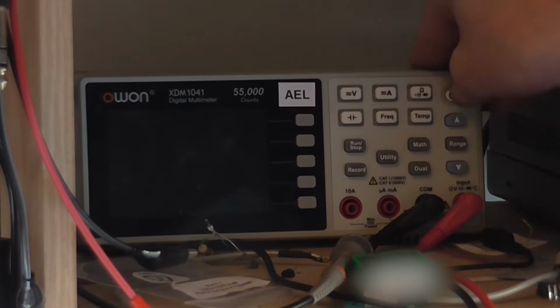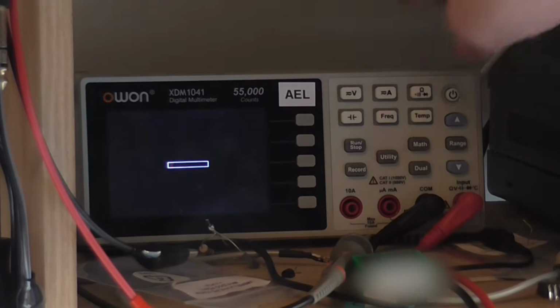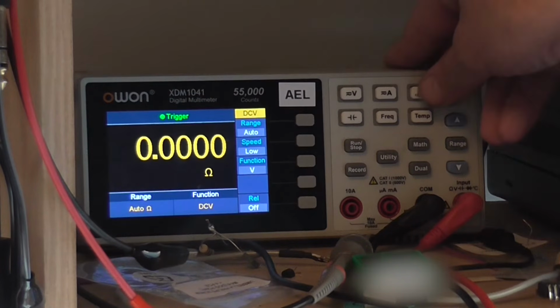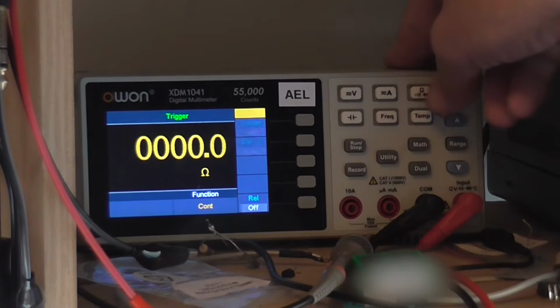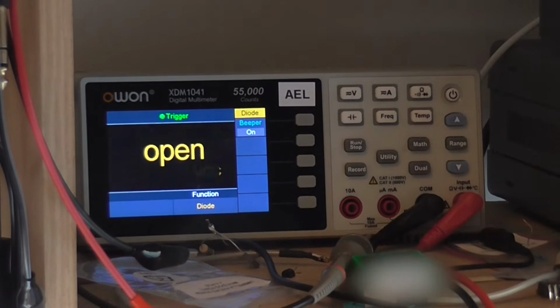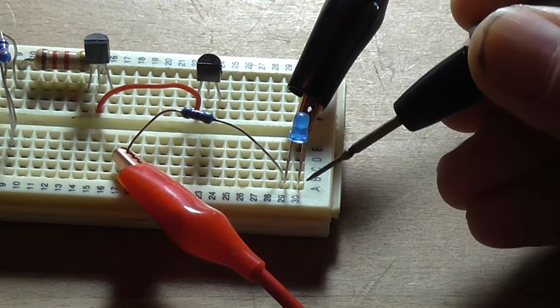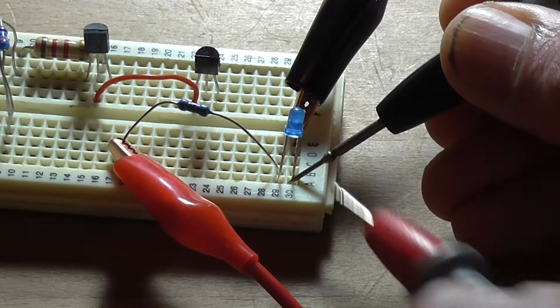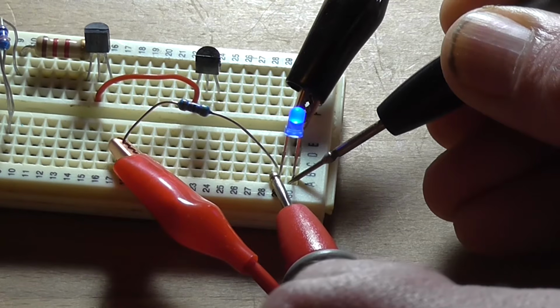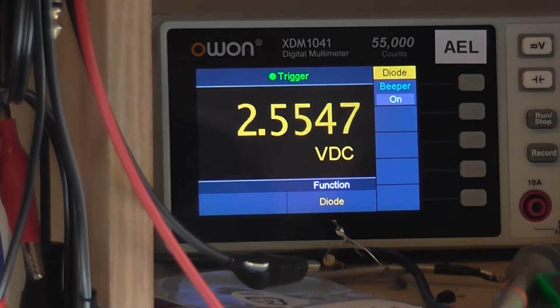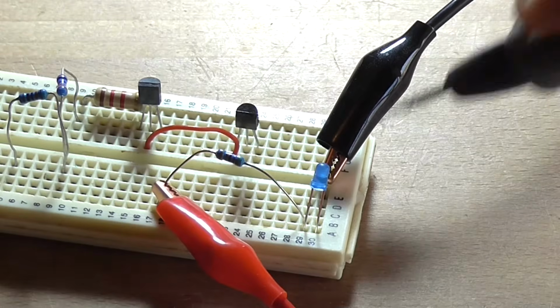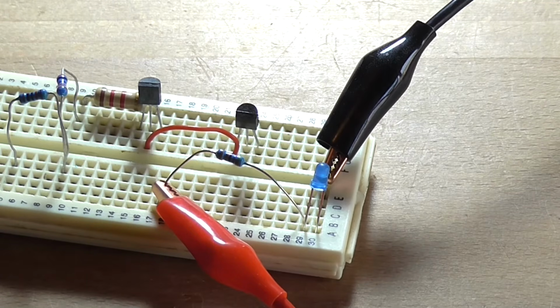So I'm going with the good old OWON XDM1041. So I'll just put my meter into continuity diode mode with the beeper on. Well, I could turn it off, I suppose, but it doesn't matter. So if I put my probes across the LED, negative on cathode, positive on anode, bingo, the LED lights up. And according to the meter there, we've got a forward voltage of 2.5546, or we'll say 2.5 volts. So that's the forward voltage of that particular LED.